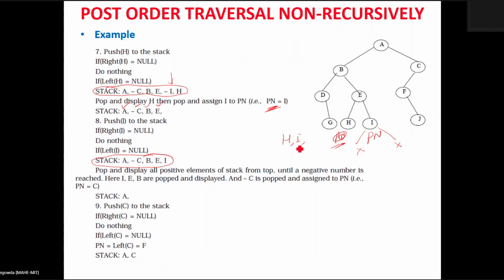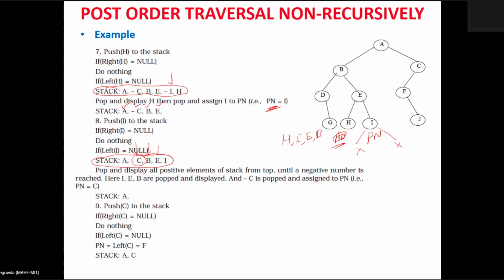You display it. Do the second pop operation so that I'll get an E value. Since it is a positive value, you have to display it. Then do the third pop operation. When I do the third pop operation, I'll get a B value, so that will be displayed. Then when I do the fourth pop operation, I'll get a negative value.